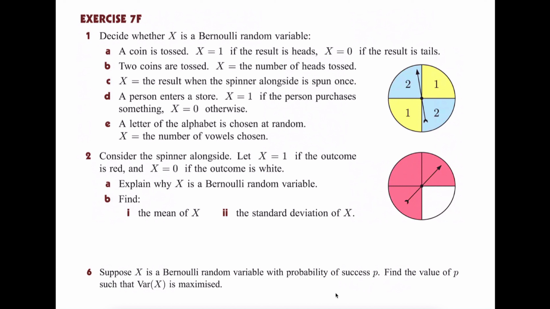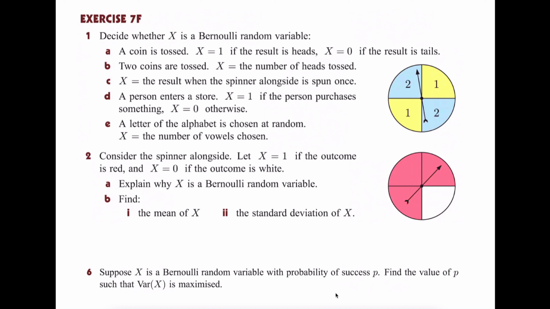If two coins are tossed and x is equal to the number of heads tossed, that is not Bernoulli because there's more than two outcomes. You could get 0 heads, you could get 1 head, you could get 2 heads. 3 different outcomes is not a Bernoulli random variable. Okay, they are variables we've been talking about before.